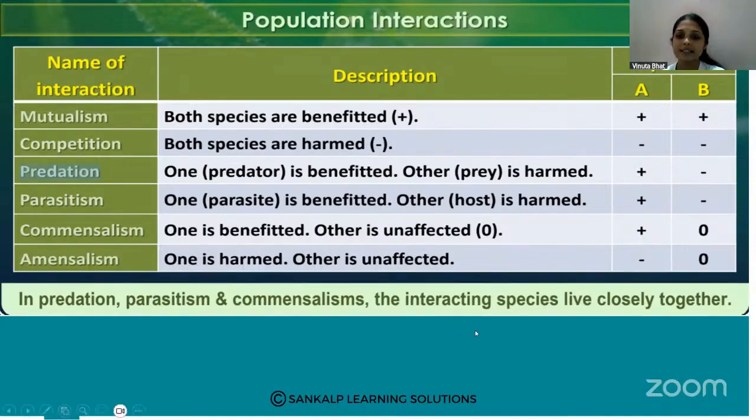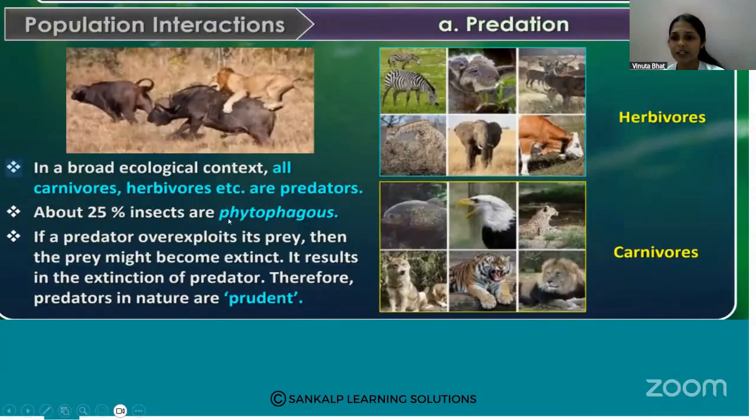Okay. So let us start with predation. So what is predation? Predation means the predator captures the prey for its food or nutrition purpose, right? So here herbivores and carnivores are some examples of predators. In a broad ecological context, all carnivores and herbivores are predators.